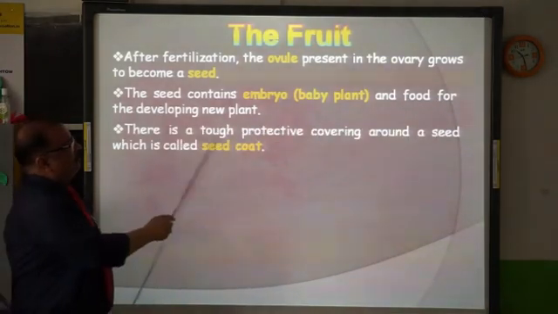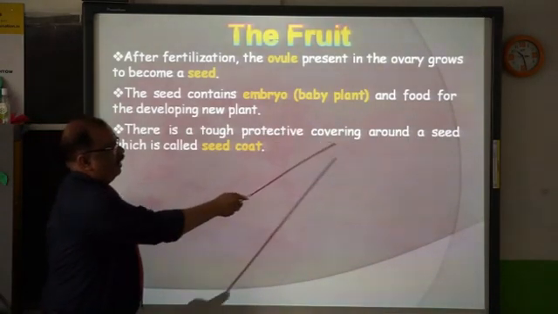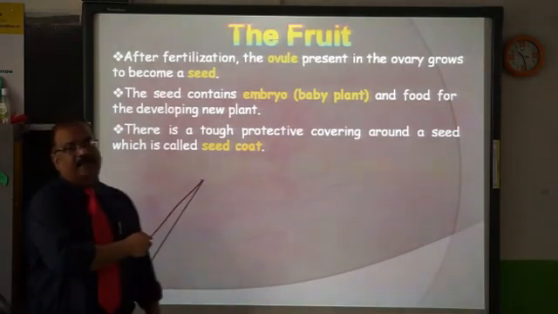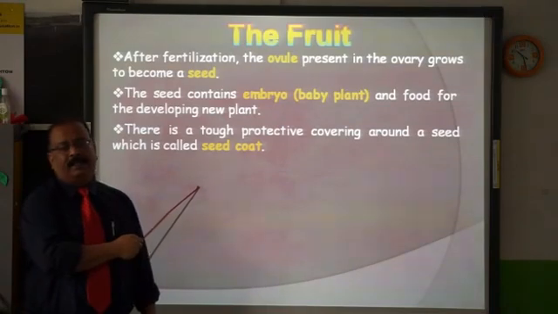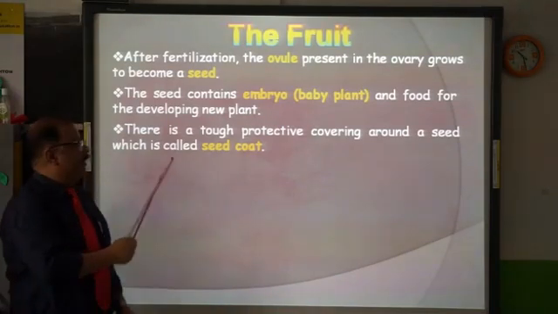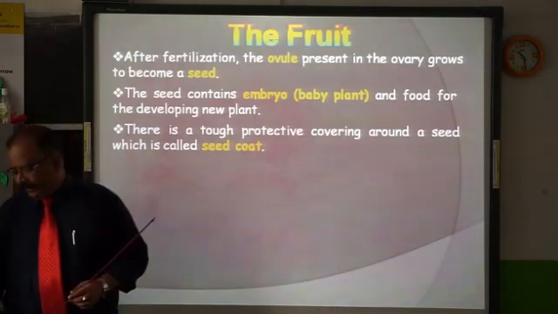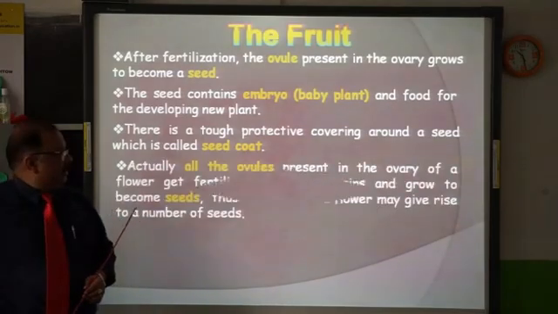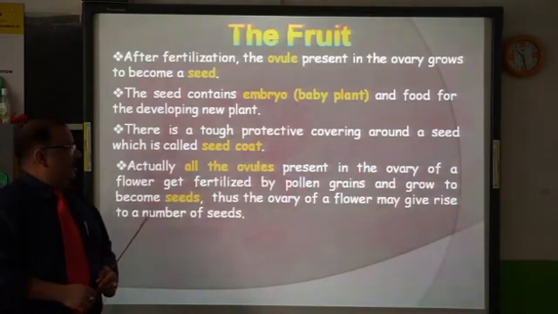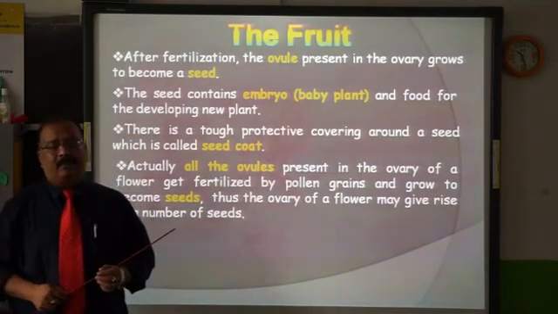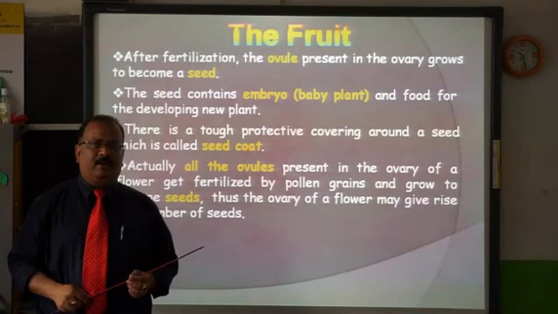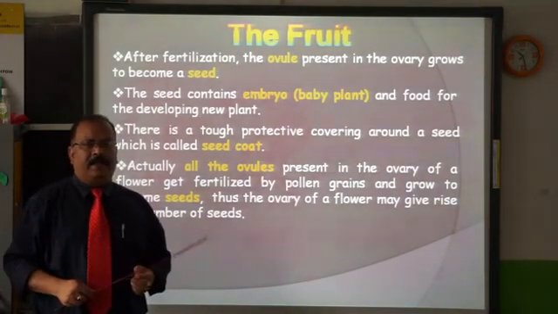There is a tough protective covering around the seed and we call it seed coat. So seed coat protects the seed. It is very tough. It's the covering of the seed. The function is protection of the seed. Now, in some fruits you must have seen there are many seeds. In some fruits only one seed is there, just like mango. Okay? In orange there are many.